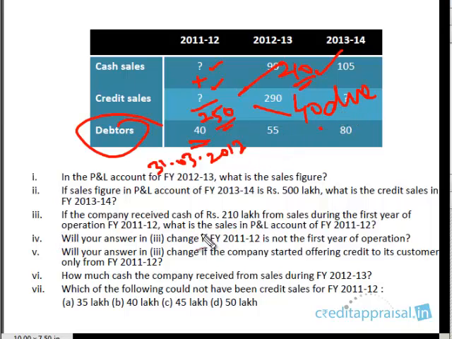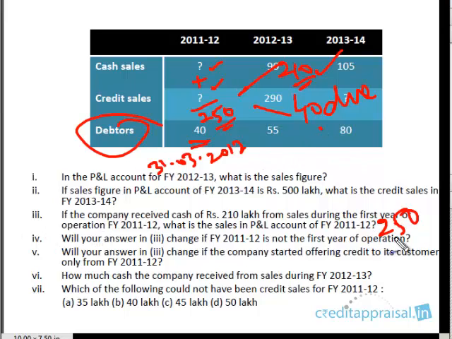So the third question answer: what is the sales in the P&L account of the financial year 2011-12? This is nothing but 250, right? See the fourth question. Will your answer in 3 change if financial year 11-12 is not the first year of operation, right? So if this is not the first year of operation, will your answer in 3 change?